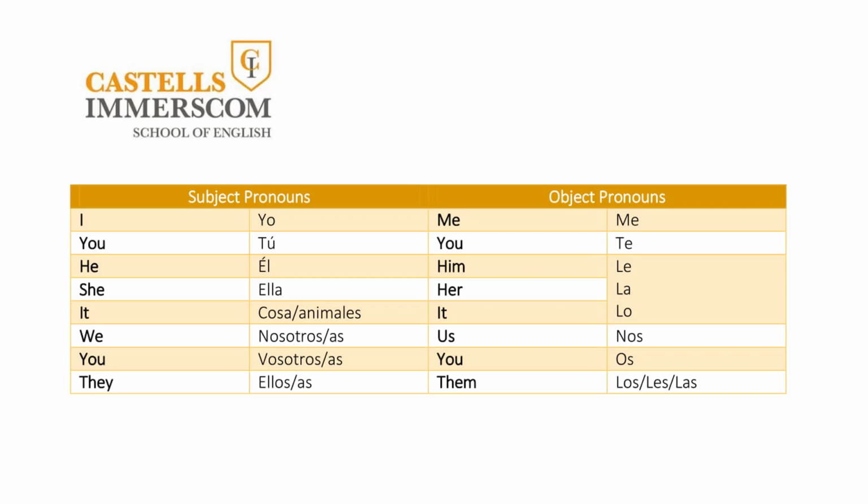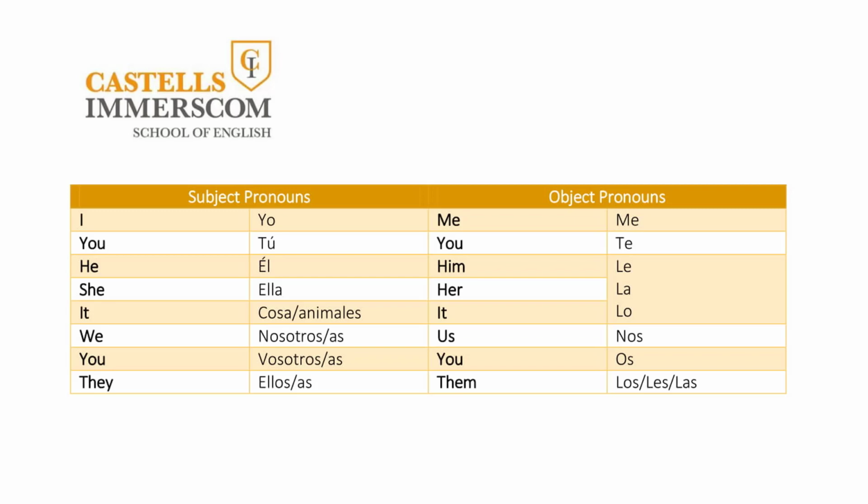Okay, and in Spanish you've got yo, tú, él, ella, ello, which is for animals and things, nosotros, nosotras, vosotros, vosotras, ellos y ellas. Okay, now this is where things may get a little bit more complicated. In English, the object pronouns are me, you, him, her, it, us, you, and them. Okay, so that's basically direct and indirect pronouns in Spanish would be me, te, le, la, lo, nos, os, los, les, las.